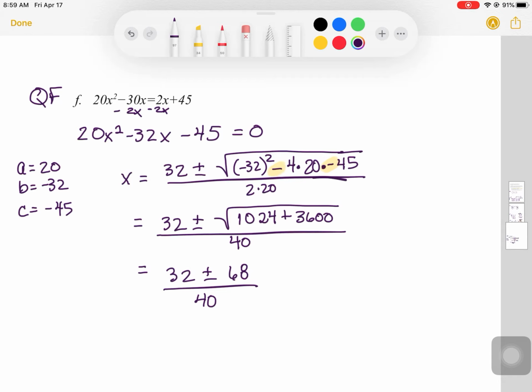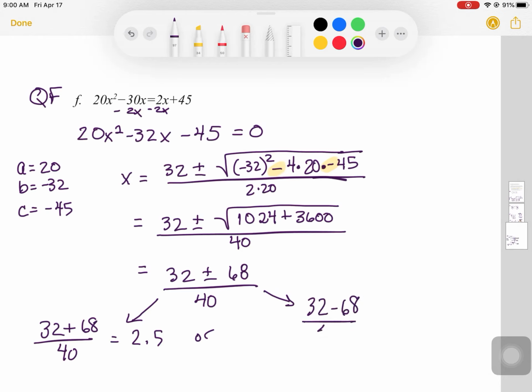And this is where I would break into my two solutions. I would have 32 plus 68 divided by 40, which is 2.5, or 32 minus 68 divided by 40, which is negative 0.9. So nice, neat answers, but probably not ones that we would want to go through and try to factor. Quadratic formula works nicely. You could do this one by completing the square as well. Honestly, part F, no matter what you wrote down, would be a good choice.